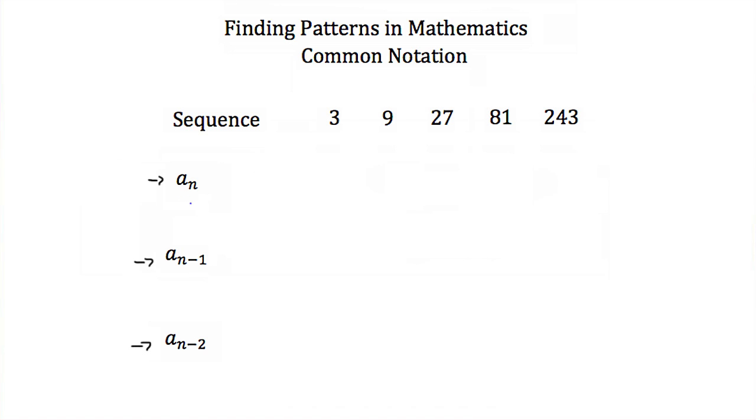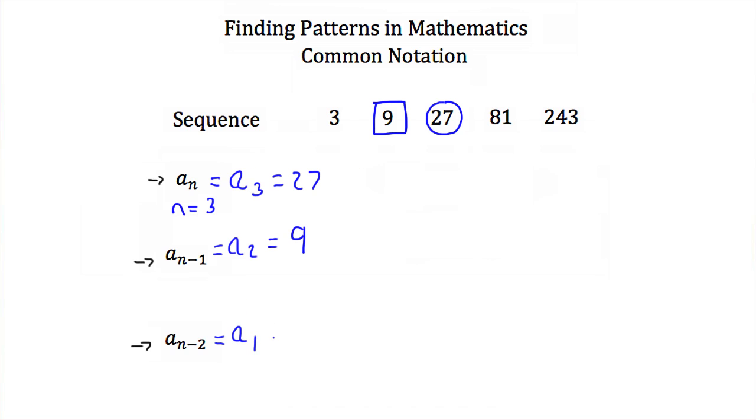So for example, if we said that n was equal to 3, that means that a sub n would be a3. If n is equal to 3, that means a sub n minus 1 would be a2. A sub n minus 2 would be a1. Well, in this sequence, 3, 9, 27, 81, a3 is 27. So that means a sub n minus 1 would be 9. And a sub n minus 2, well, that's just 3.